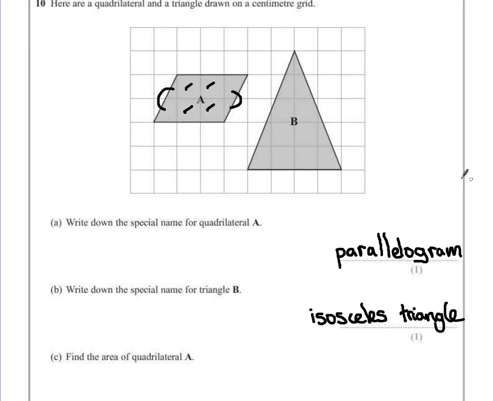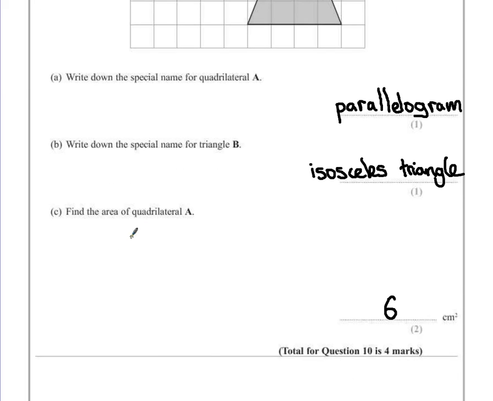Another way to do it is to remember that a parallelogram's area can be found by multiplying the base and the height. That would be 3 across multiplied by a height of 2. 3 multiplied by 2 equals 6, which is our area.